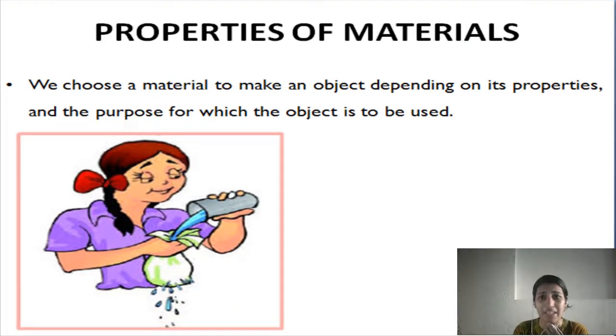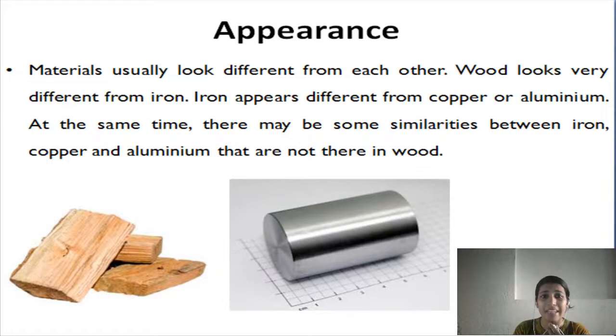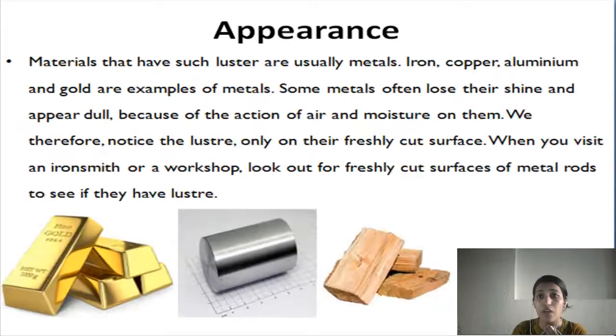First property is appearance. Materials look different from each other. Wood looks different from iron, and iron appears to be different from copper or aluminium. At the same time, there may be some similarities between iron, copper and aluminium that are not present in wood.